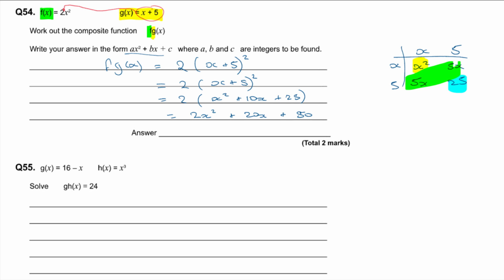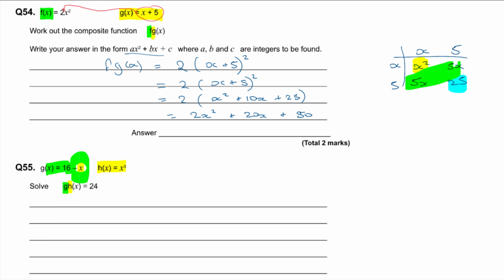Right, and then question 25, g of x equals 16 minus x, h of x equals x cubed. Now I need to solve g of h of x is equal to 24. So first off I need to know what g of h of x is. So because h is on the inside, I'm going to take the inside function, and where I see x written in g of x, I'm going to replace it with the value for h of x. So I'm going to replace that x with x cubed inside the g of x function. Okay, does that make sense? Because the g is on the outside.